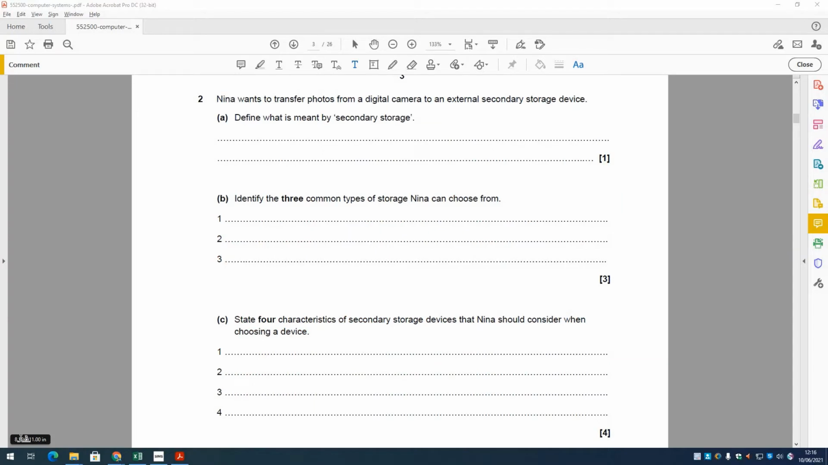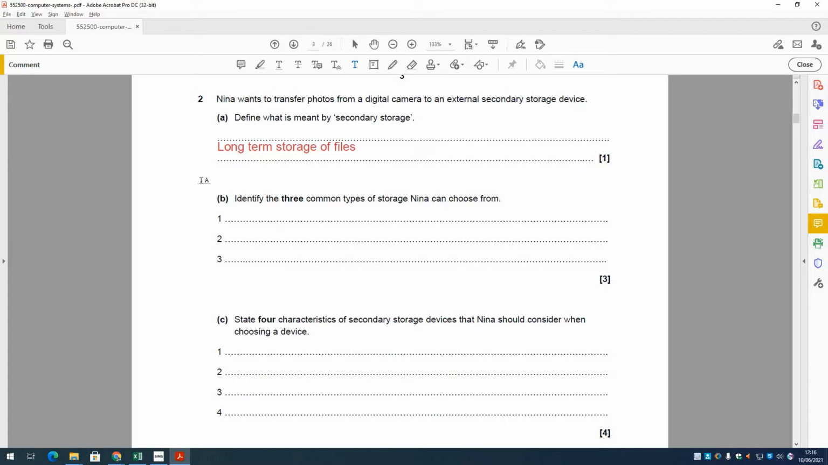Question 2. Nina wants to transfer photos from a digital camera to an external secondary storage device. Define what is meant by secondary storage. So this is secondary storage we're going through, so that means it's referring to section, I think it's 1.2.2 in the spec. So secondary storage, just one of those terms you need to memorize. It's long-term storage. So that's talking about your hard drives, your USBs, things where you store any work long-term that you'll need to come back to. You could mention the fact that it's non-volatile. Maybe I should actually mention what of, so I could say of files.